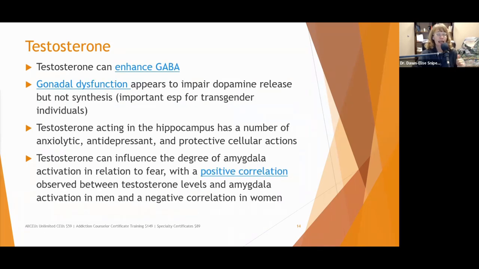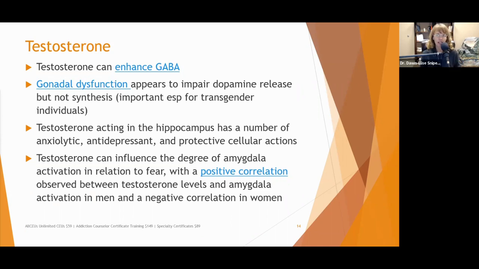Testosterone also can enhance GABA, which is our main endogenous Valium, if you will, and it's our main calming chemical. Serotonin tends to be more mood stabilization. It can promote relaxation and is responsible also for pain perception in part, but GABA tends to be the real heavy duty lifter for relaxation.